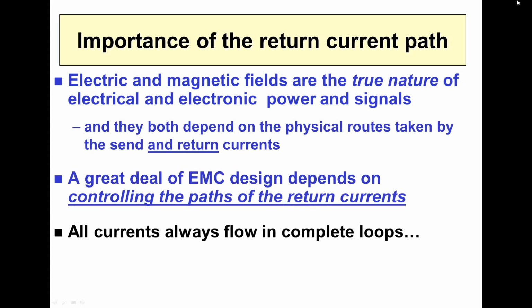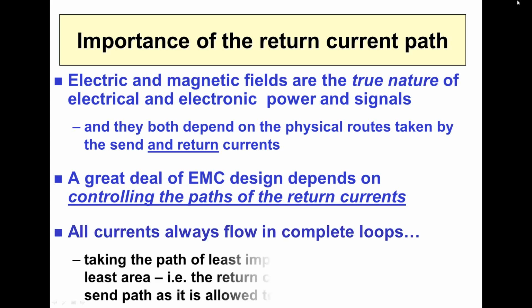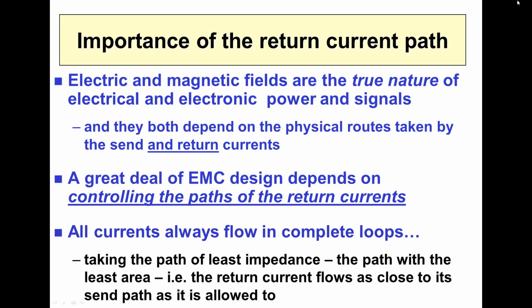Important point here is that all currents always flow in complete loops. There's no current ever that can, for instance, flow down a ground wire and disappear. Doesn't happen. It can't happen, never has happened. So the currents flow in loops that take the path of least impedance. That's usually the path with the least area, which usually means that the return current flows as physically close to its send current conductor as it's allowed to by our design.